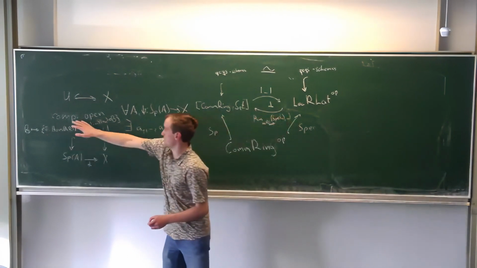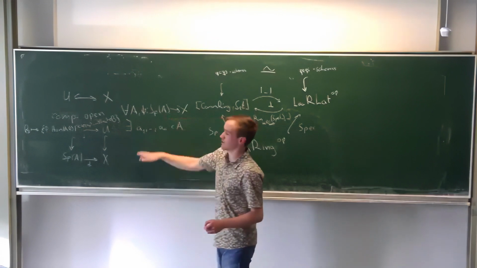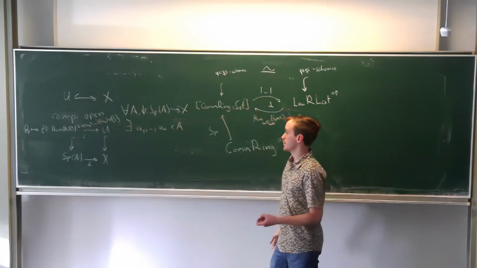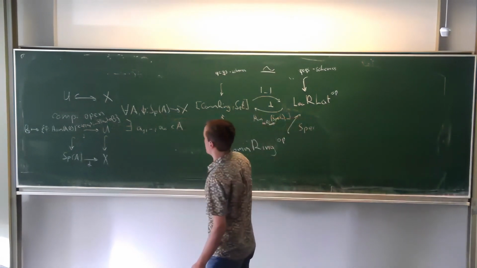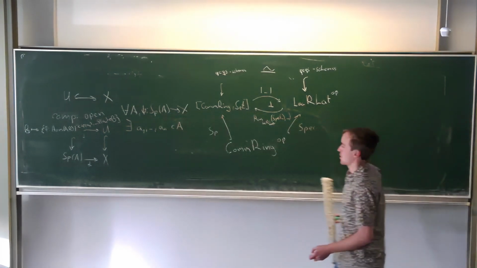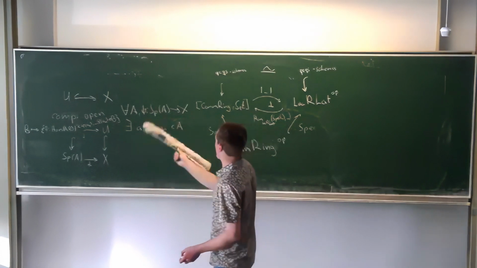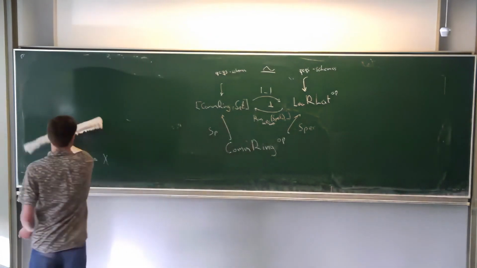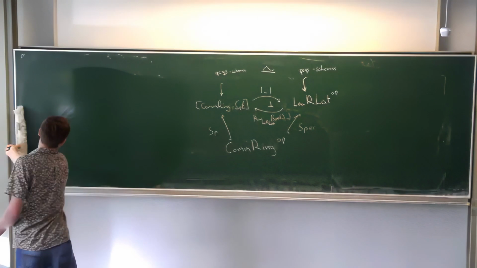Right, if you drop the compact, you have to replace these finite generators by any ideal I. But these compact subfunctors are classified by the Zariski lattice.